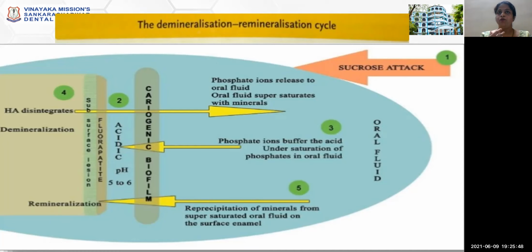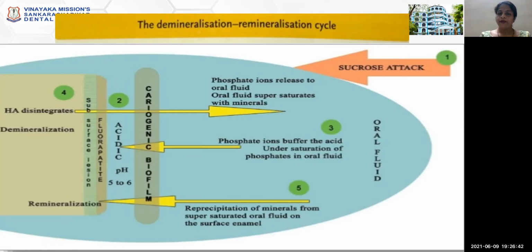Our oral fluid will try to release the phosphate ions onto the area where there is a decrease in the pH, to neutralize or buffer the pH by supplying the phosphate ions. What happens when it supplies the phosphate ions? There is an undersaturation in the oral fluid because the phosphate ions are released from the saliva to the area where the pH is decreased. The hydroxyapatite crystals will try to compensate by dissolving themselves, and they supply the phosphate so that the oral fluid is saturated with phosphate ions. This is under normal conditions.